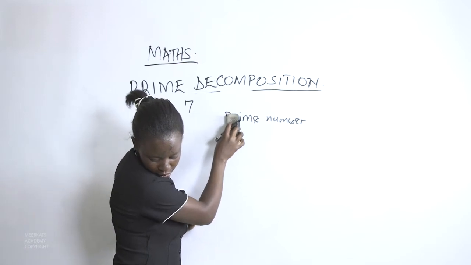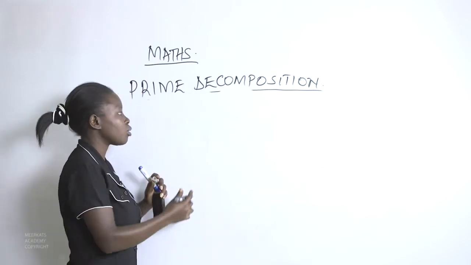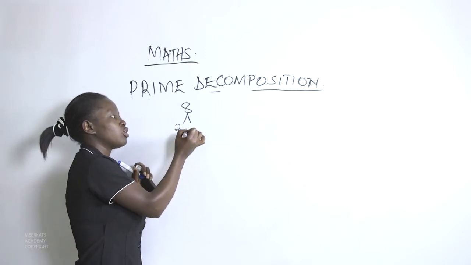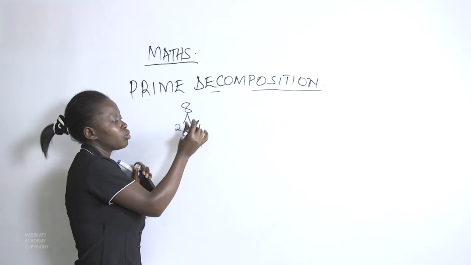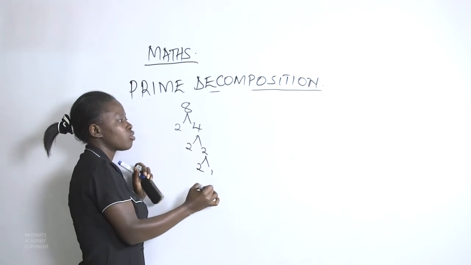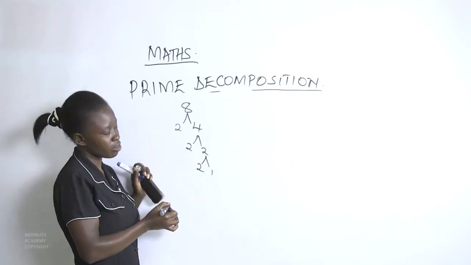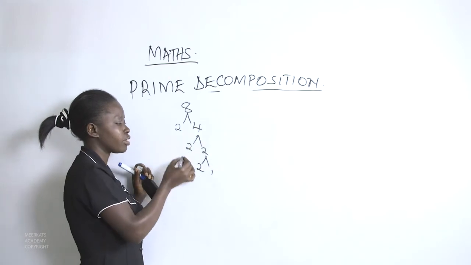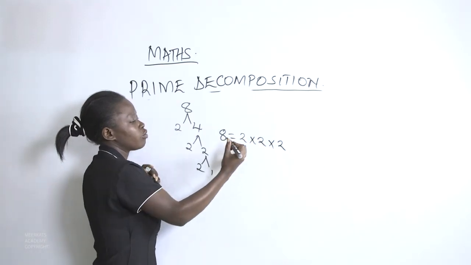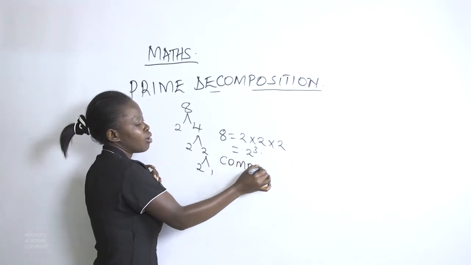Then we have 8. We need to find out if 8 is a prime number or not. So 8, the lowest prime number that can divide 8 is 2. 2 into 8, 4. Then 2 into 4, we have 2. And 2 into 2, we have 1. So we discover that 8 is not a prime number because I can express it as a composite, a product of its prime factors. So I have 8 is simply 2 times 2 times 2. So the prime factors making up 8 is simply 2 to the power of 3. And so 8 is a composite number.